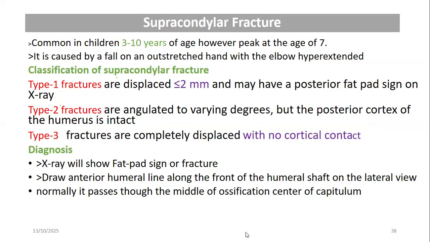Next is the supracondylar fracture. Very common questions: the age is 3 to 10 years, with a peak at 7. Classification: type 1, type 2, and type 3. In type 1 there will be minimum displacement and a posterior fat pad sign will be present, but it will be a very stable fracture. Okay, stable fracture, so nothing to worry about. You will manage it conservatively. In type 2, it will be displaced, but the cortex will remain intact.